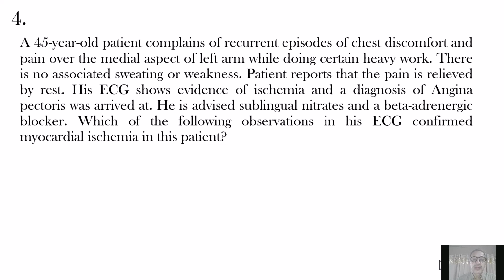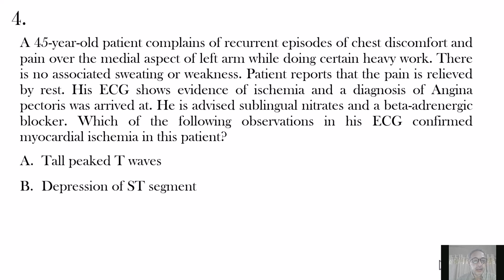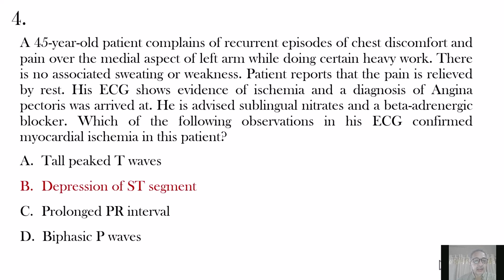So this is a typical case of myocardial ischemia, stable angina: effort-related chest discomfort or pain relieved by rest. This is typical of angina. The observations offered are tall T peak, that is hyperkalemia; depression of ST segment; prolonged PR interval; biphasic P wave. The answer is depression of the ST segment. Inversion of T waves is also typical of ischemia in certain leads, depending on the location of the ischemia.